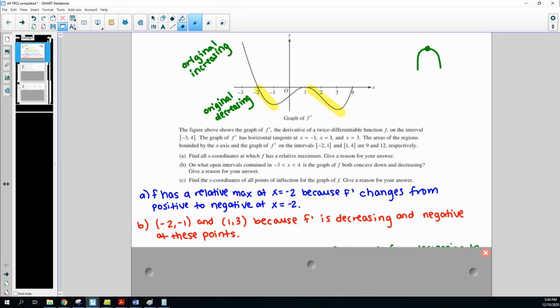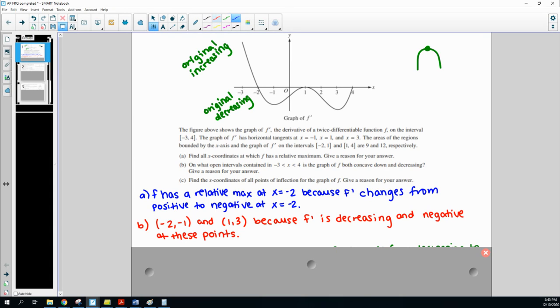Okay, so let's look at part C. So I'm going to just get rid of these. Find the x coordinates of all points of inflection for the graph of f. Give a reason for your answer. So when we see points of inflection, that's dealing with the second derivative again. So we want to see where the second derivative is changing sign.